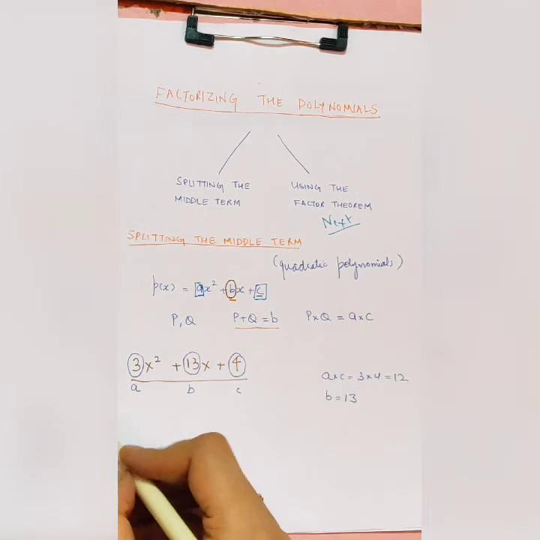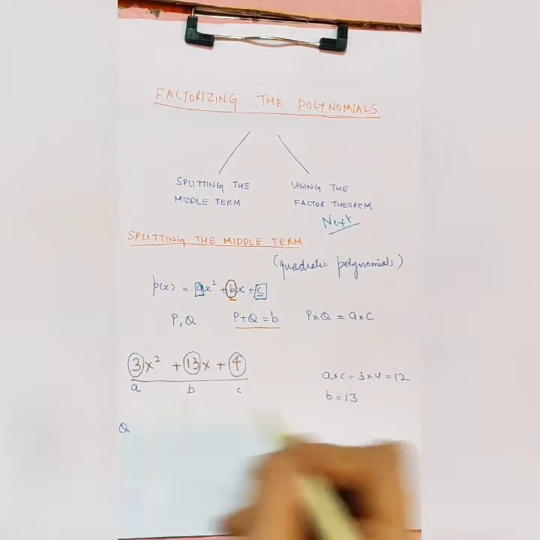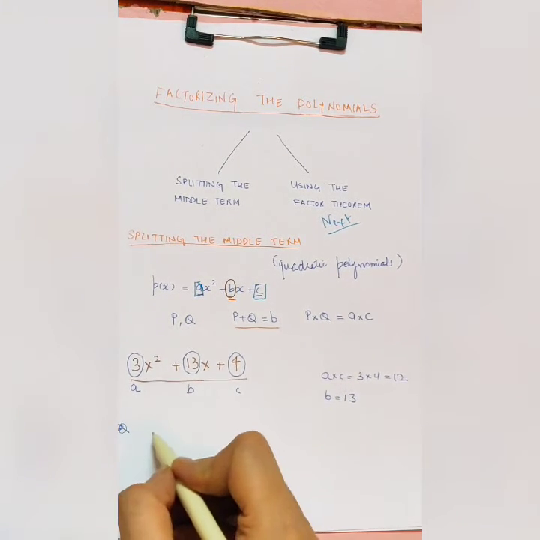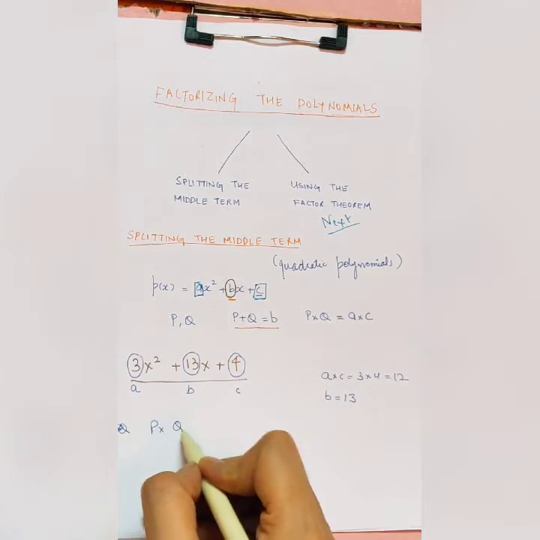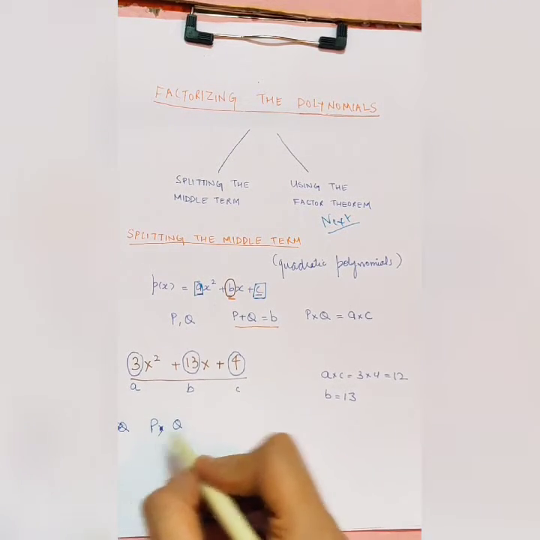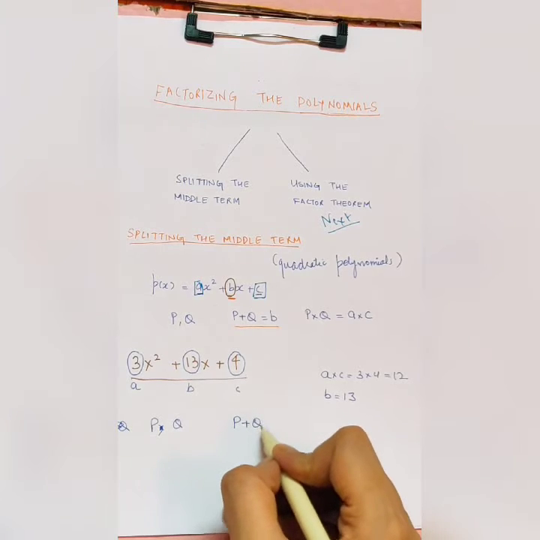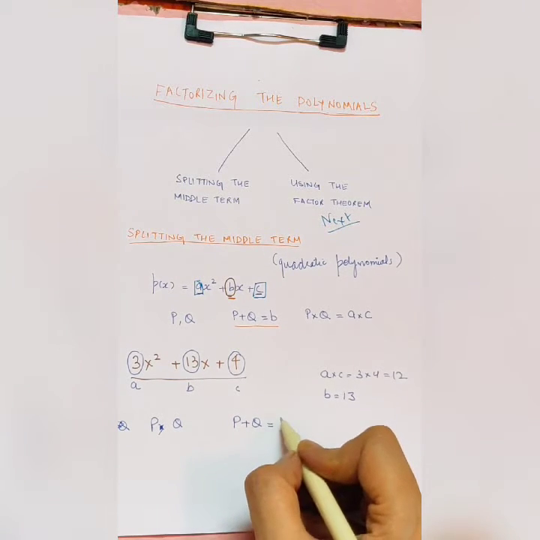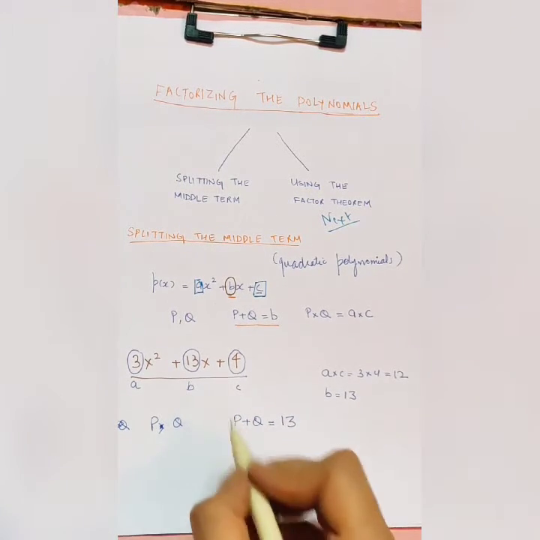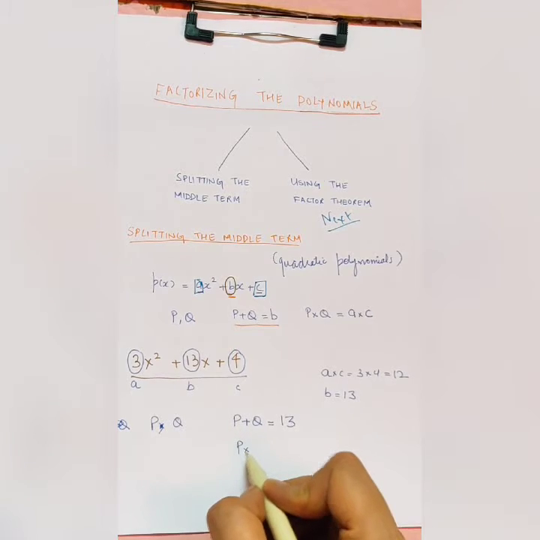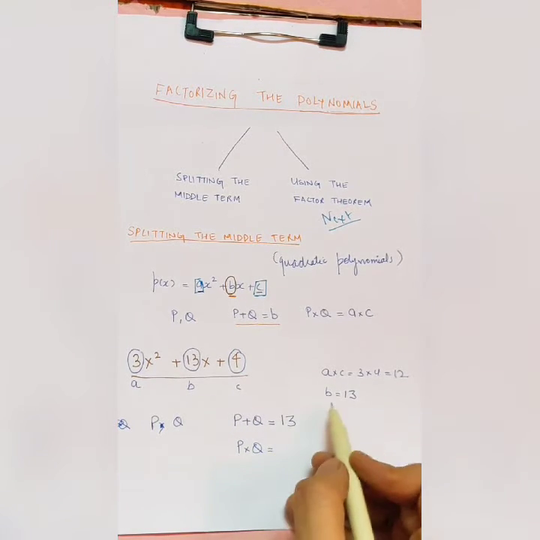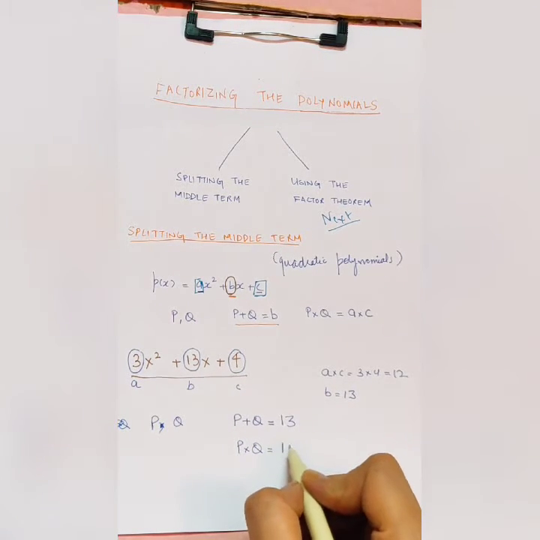So now we have to find two numbers p and q. What should these two numbers do? p plus q should give us b, which is 13, and p into q should give us a into c, which is 12.